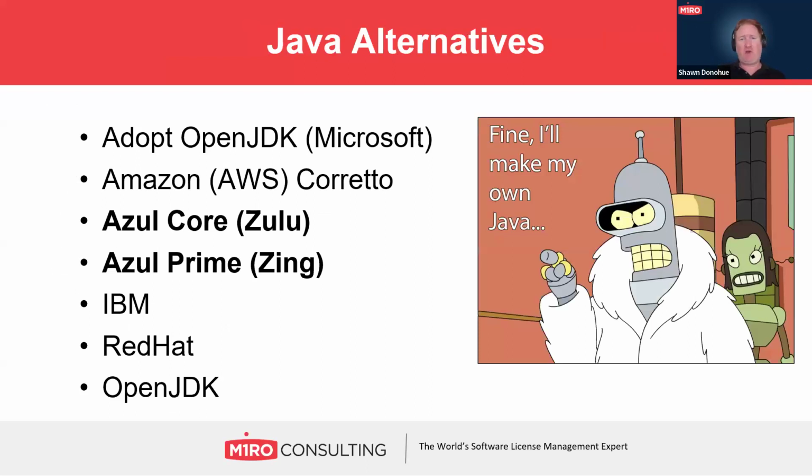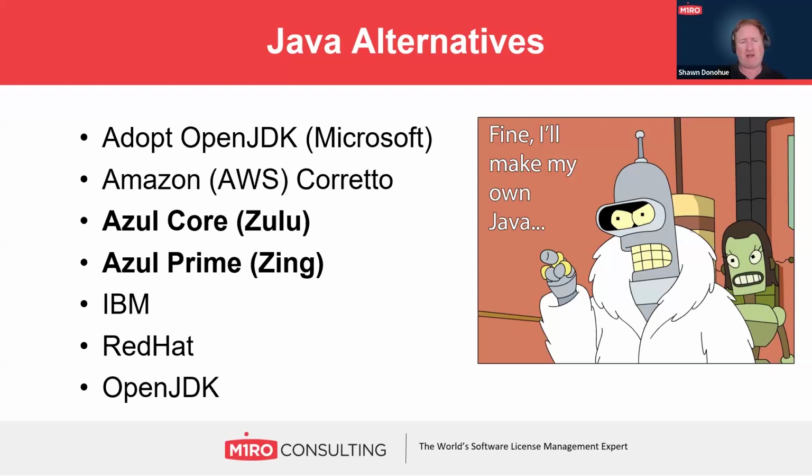All right, so let's talk about Java alternatives. As you might imagine, when Java was first announced to be a commercial product, a lot of large organizations decided, we're going to make our own version of Java because we don't want to pay Oracle. So there's a bunch of them. There's OpenJDK from Microsoft, Corretto from AWS, IBM's got a version, Red Hat's got a version.